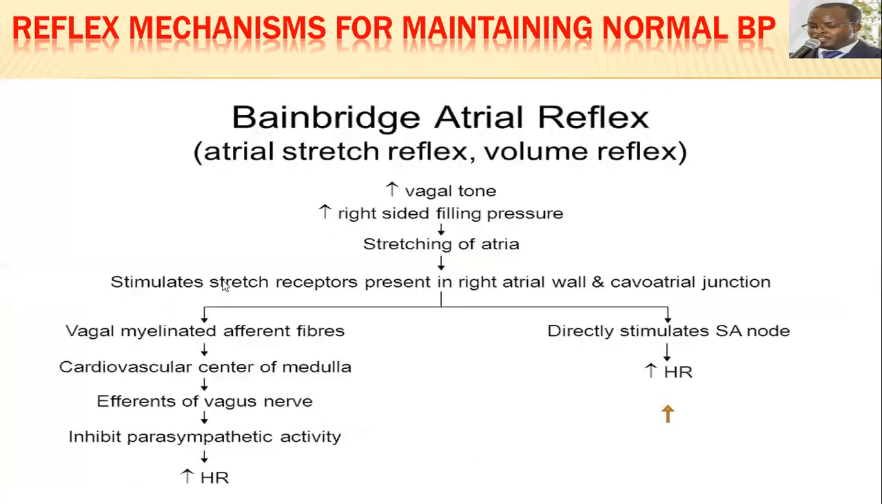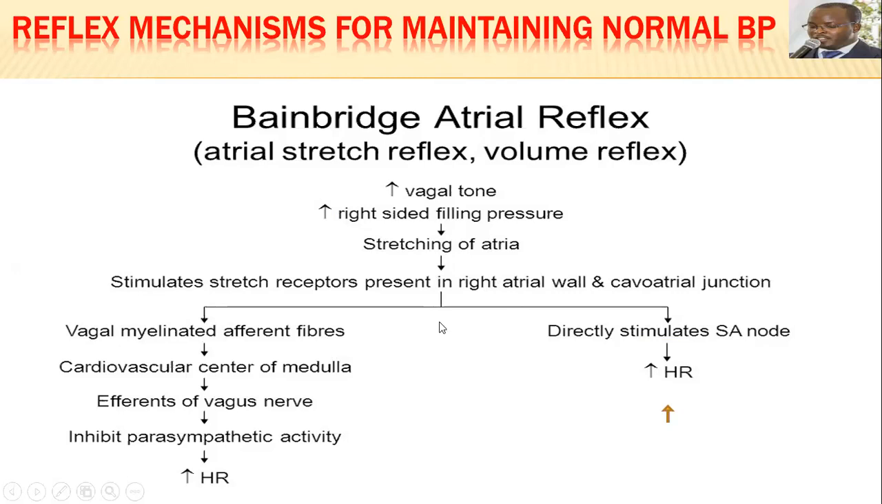Maybe you don't understand there. This will help. So this is the same, the Bainbridge atrial reflex is due to atrial stretch reflex or volume reflex. So if you have an increase in right-sided filling pressure, then the stretching of the atria. So the atria, they're going to be stretched. Then they will send a signal that is going to stimulate the stretch receptors present within the right atrial wall and cavo-atrial junction. The cavo-atrial junction, this is where you find the SA node. So it's going to stimulate the SA node, and the firing of action potentials from the SA node is going to increase. That will cause an increase in the heart rate.